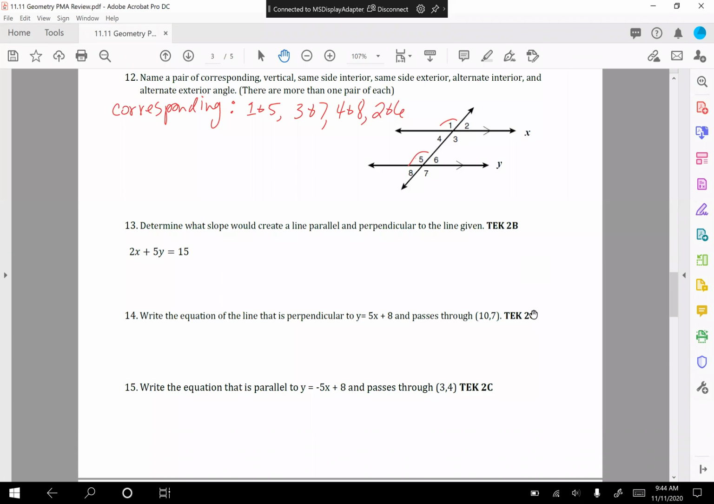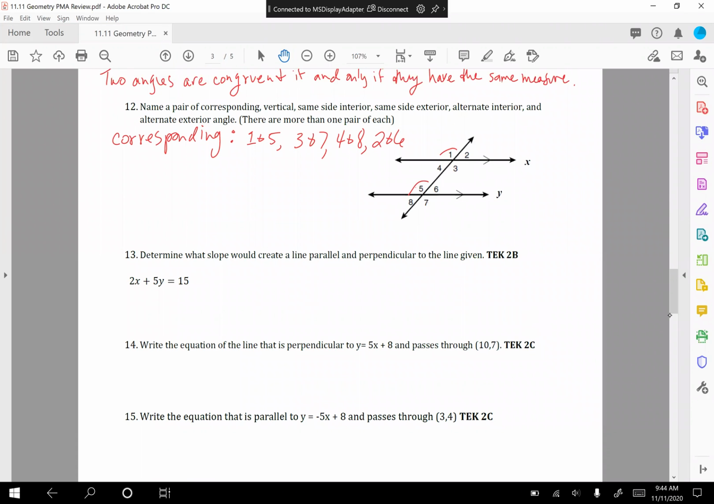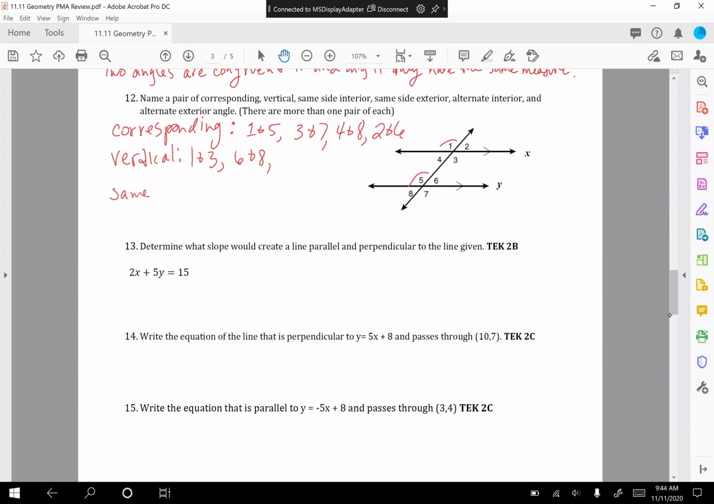Okay. Now we need vertical. Okay, so which one? Give me a vertical one. Yeah, 1 and 3, good. And then 6 and 8 would be another example, right? Okay. Same side interior. Right, 4 and 5 would be an example. Okay. Same side exterior.